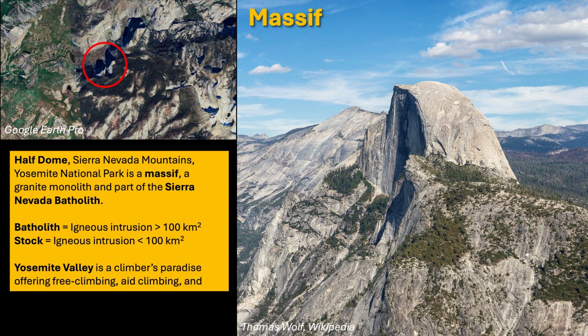Now, the next one is a massif, and massifs, in fact, are related to intrusions. This is in the Sierra Nevada batholith, and if we talked about stocks being less than 100 square kilometers, batholiths are larger than that. The Sierra Nevada batholith is absolutely huge. It stretches from close to Death Valley all the way up past Lake Tahoe. It stretches along that Nevada-California border, but it's mostly on the California side. In fact, I think it's all on the California side.